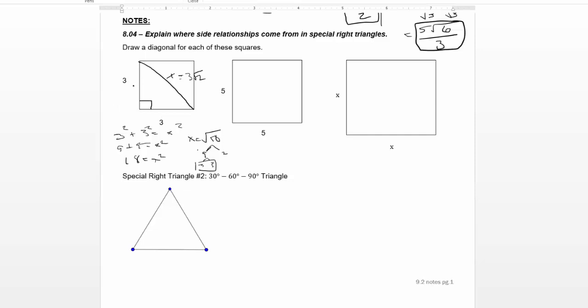And to me, now I notice there's something kind of weird going on here. The side lengths were 3, and the answer had a 3 in it, but it also, for some reason, had this square root of 2. Let's see if we get something similar here. Here's another square, 5 by 5, and let's draw in a diagonal.